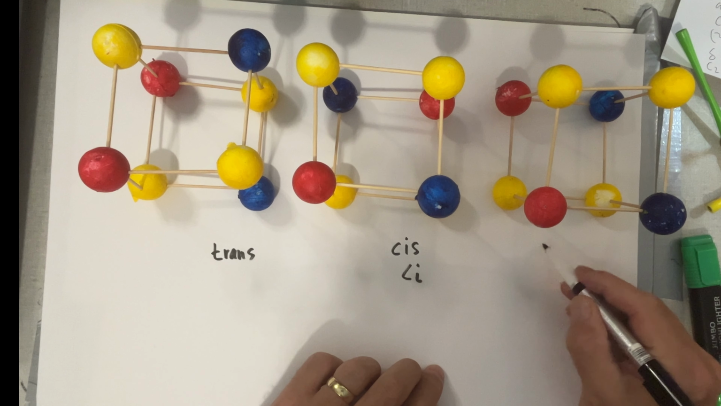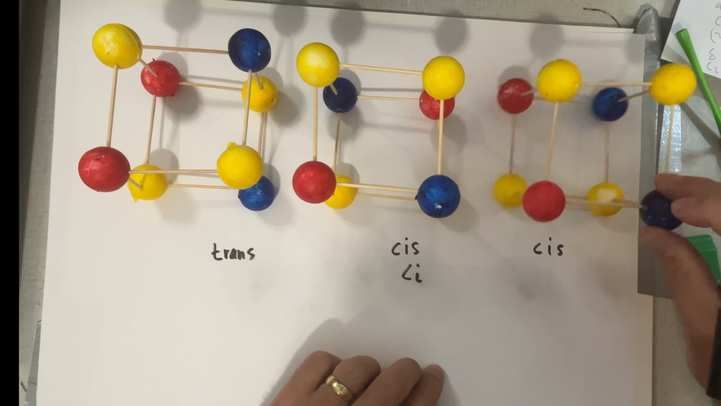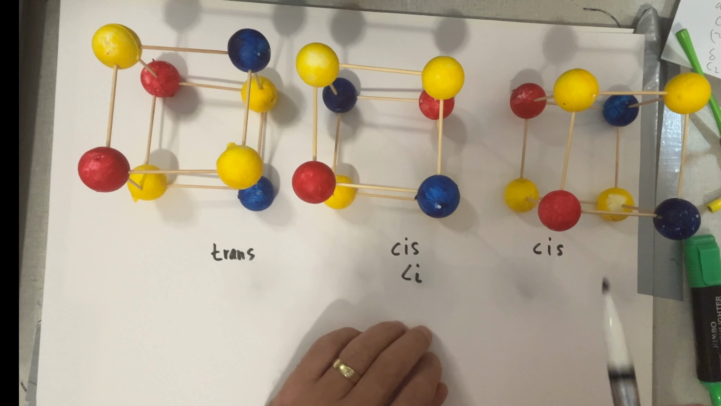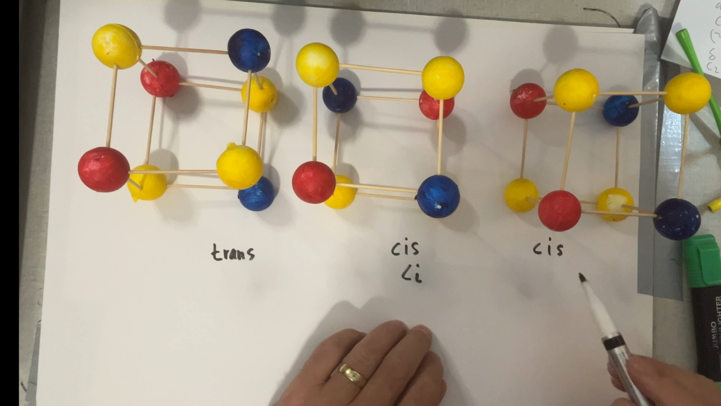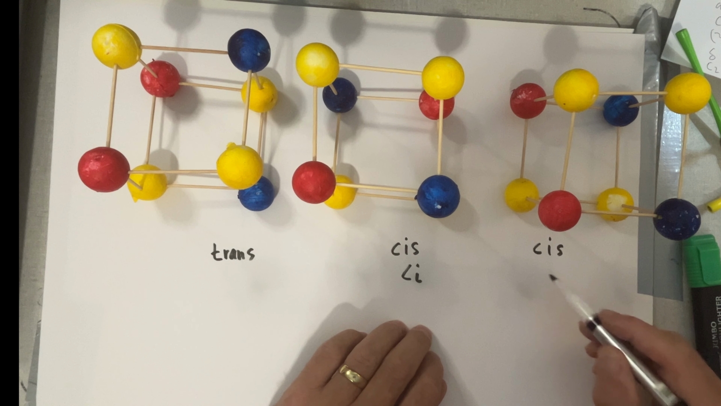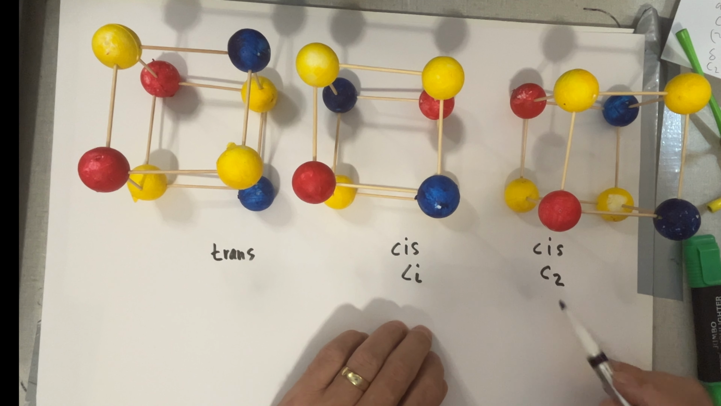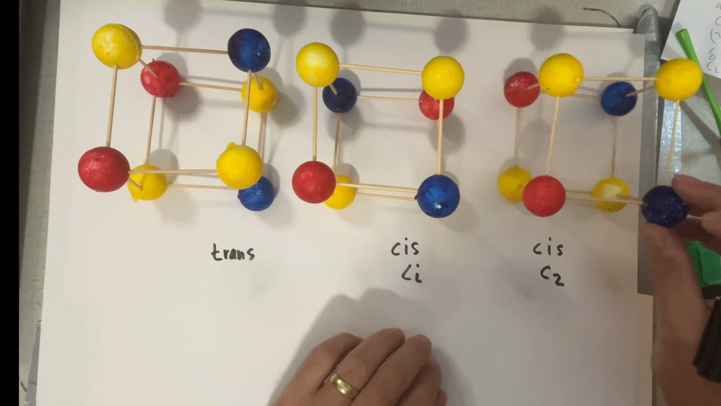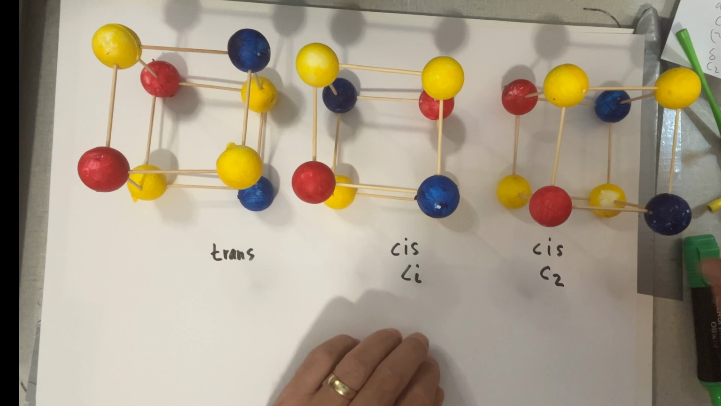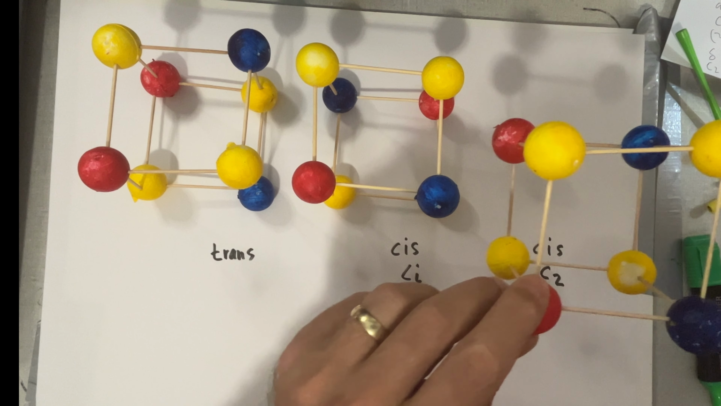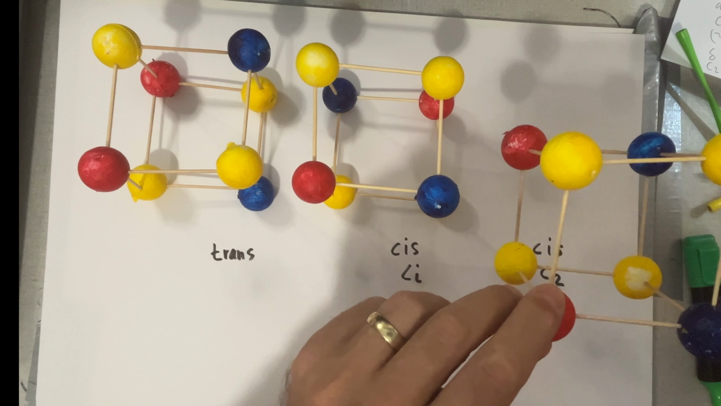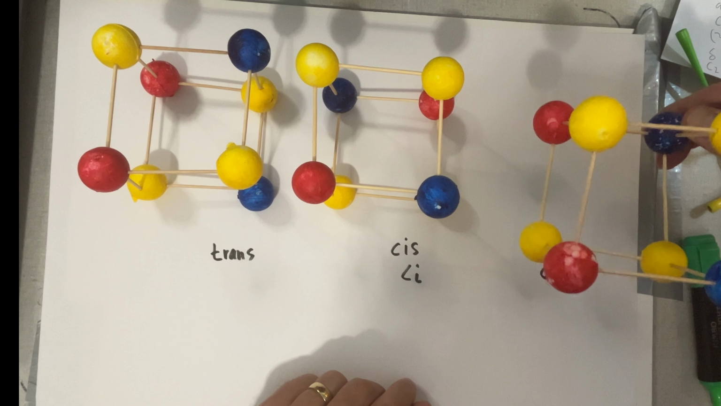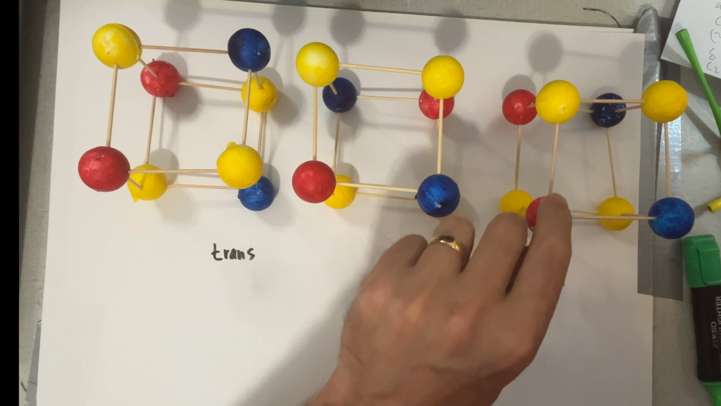You can say that this is also a cis isomer, but it's not the same. It's not the same as this one. This one, if one is interested in point group symmetries, can be described as a C2 symmetry, and that simply means that there's a 180-degree rotation axis that can be found. And so what that means is the rotation axis goes through the center here, and if one rotates it 180 degrees, then you are back to where you started.